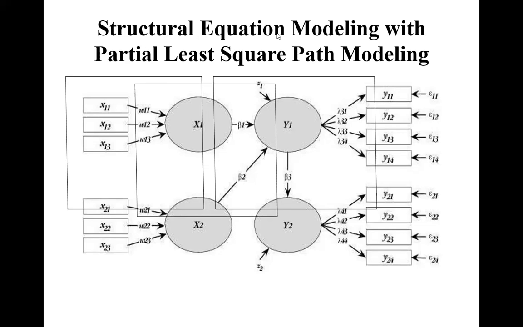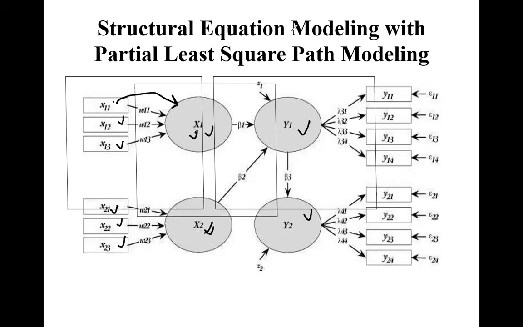Okay, good. Here x1 and x2 are formative, because the arrow goes from rectangle to oval. These three indicators are forming this construct. These three indicators are forming this construct. That is why two constructs are formative and two are reflective, because they are influencing the reflection symptoms, you can see.